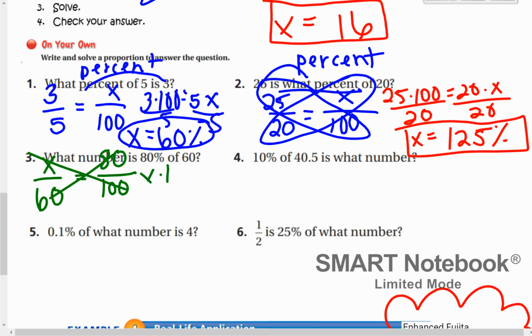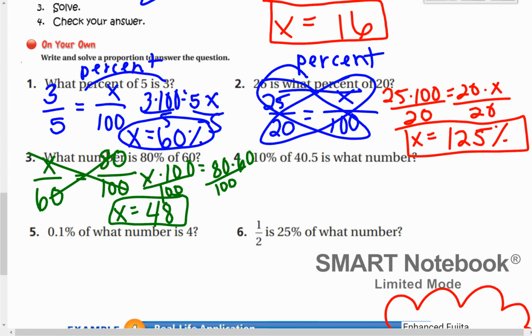x times 100 equals 80 times 60. Divide by 100. We get x is equal to 48. We were missing a part, so we do not need a percent label. Does that make sense? Is 48 about 80% of 60? Yeah, that makes sense.